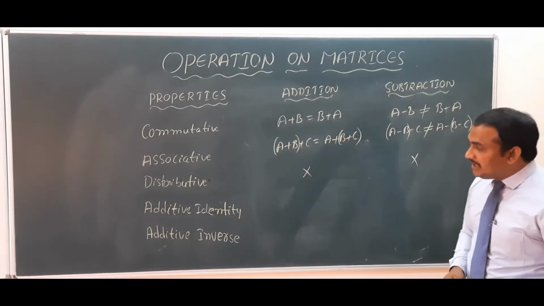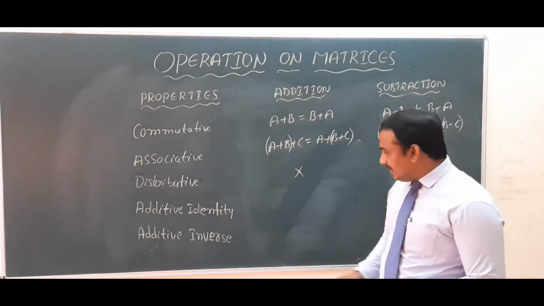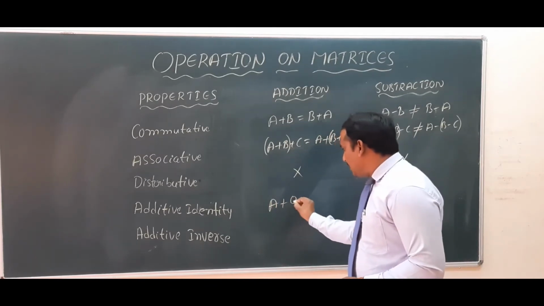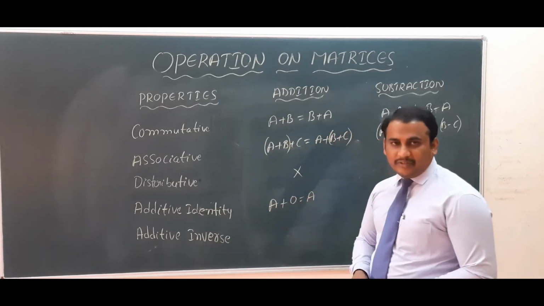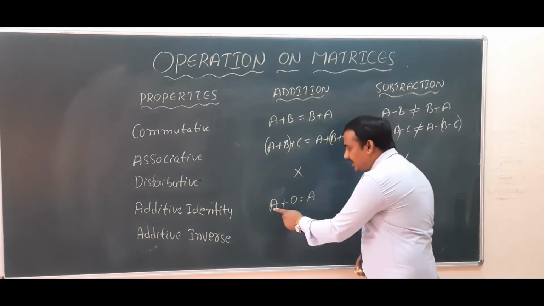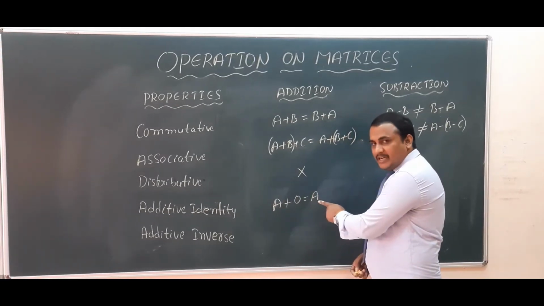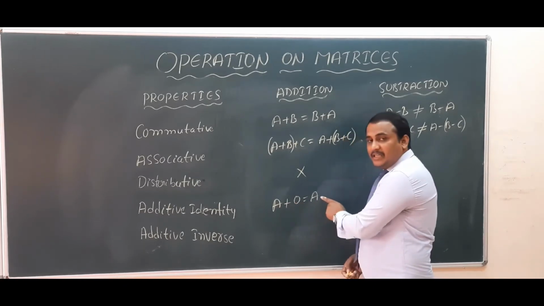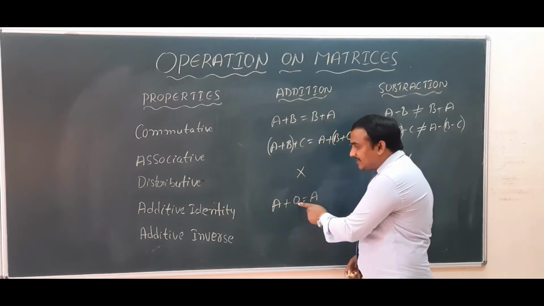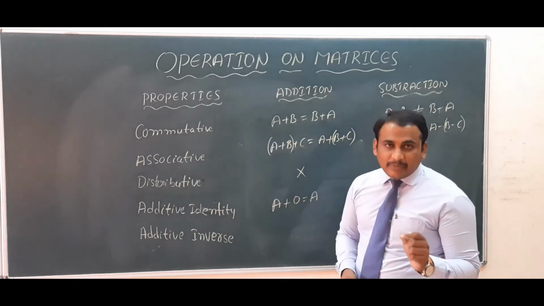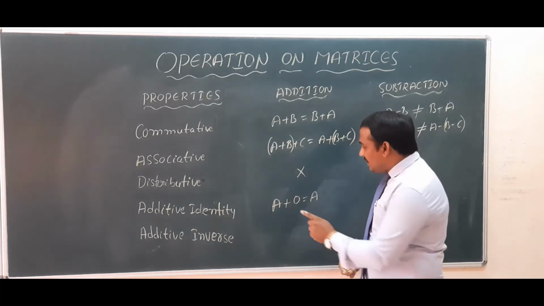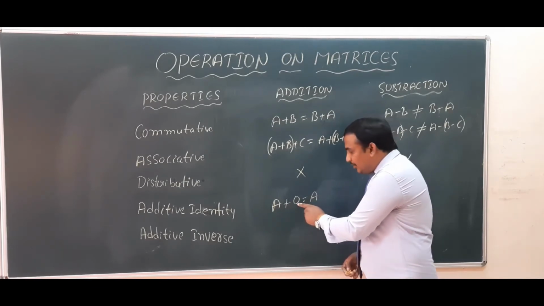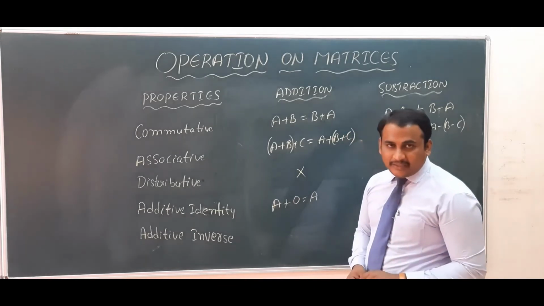Next one, additive identity. Additive identity means if A is any matrix, you can add the 0 matrix and you will get the same A matrix only. That means the A matrix again comes as output. How is it possible? Only if you add the 0 matrix will you get A. That 0 matrix is called the additive identity matrix. Understand? Once again, A plus 0 matrix you will get A only as the answer.